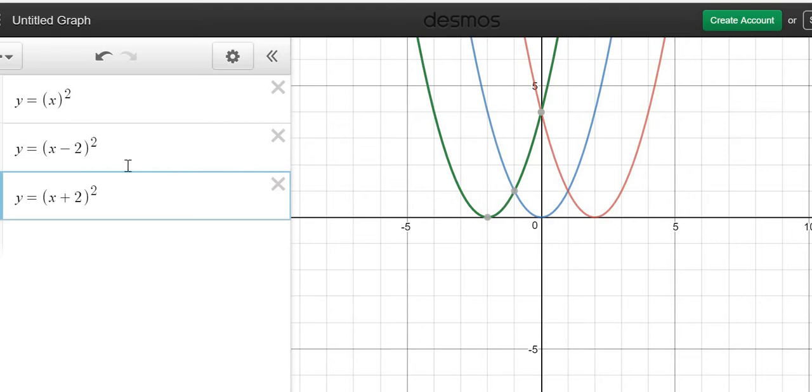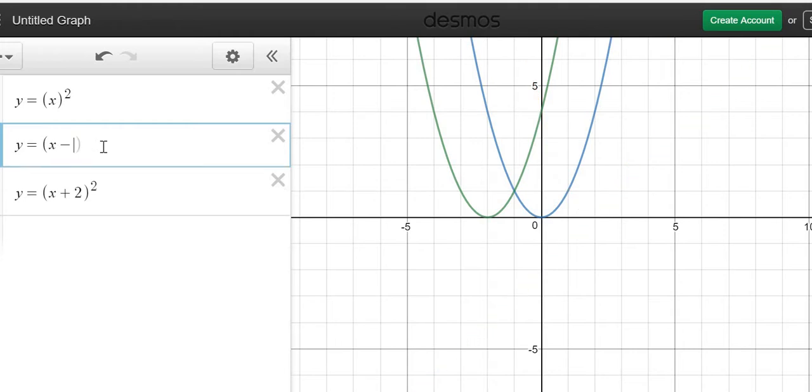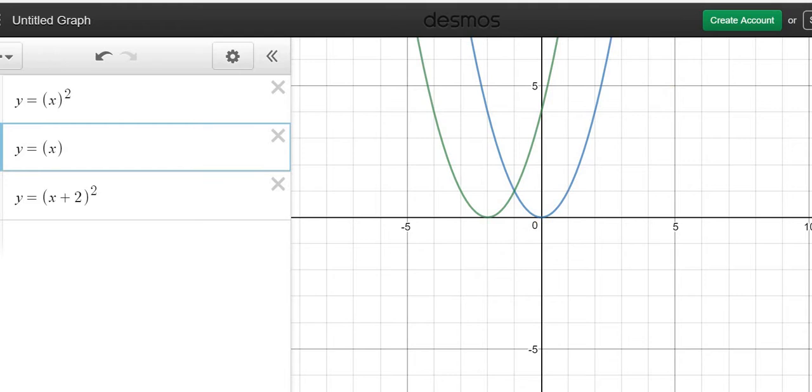What if I replace this with the parent function by itself? That's the parent function. And then I put minus 2 here. You can see it's going down. The red relative to the blue is going down. If I change it to plus 2, then it's going up. See, the red one is going up relative to the blue one. So let's turn this green off so we only have that.